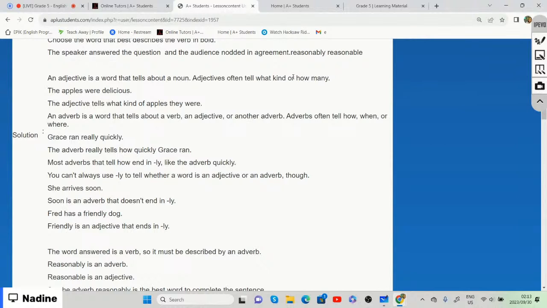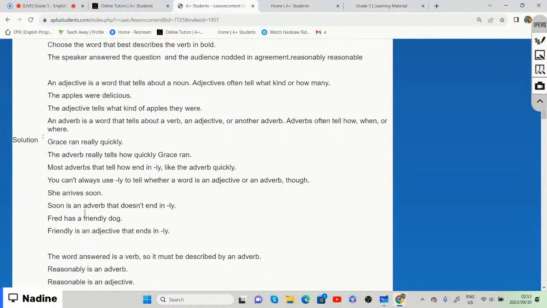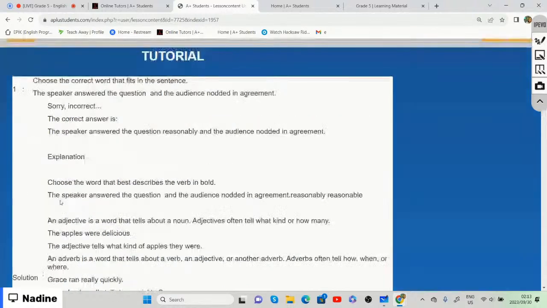So that is adjectives and verbs. So we are now going to choose the correct word that fits in the sentence.